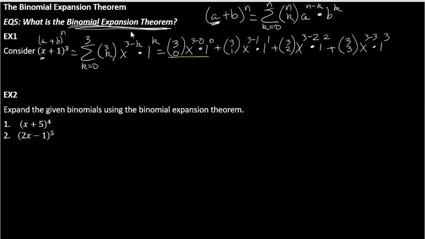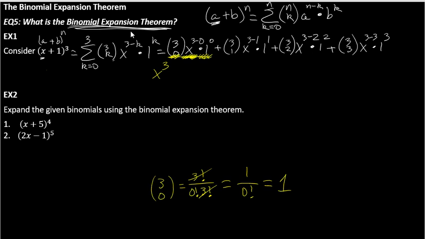All right? So 3 choose 0. What are we going to have for that? So 3 choose 0 is equal to 3 factorial over 0 factorial times 3 minus 0 factorial. So that would just be 3 factorial again. 3 factorials will cancel. We're left with 1 over 0 factorial, which is just 1 over 1, which is 1. So I have 1 times x to the third power times 1. So 1 times x to the third power times 1 to the 0, which is 1. So our first term is simply x to the third.